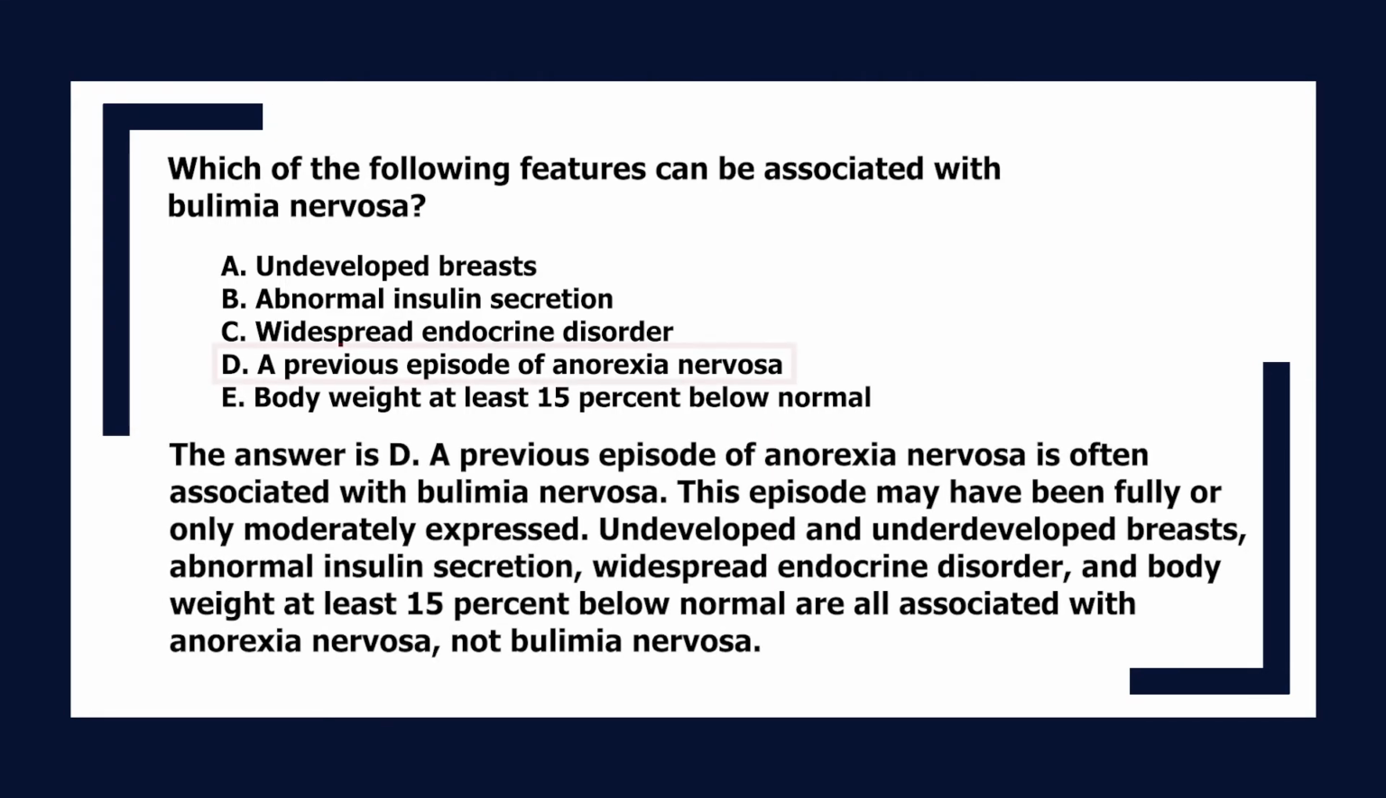The answer is D. A previous episode of anorexia nervosa is often associated with bulimia nervosa. This episode may have been fully or only moderately expressed. Undeveloped and underdeveloped breasts, abnormal insulin secretion, widespread endocrine disorder, and body weight at least 15% below normal are all associated with anorexia nervosa, not bulimia nervosa.